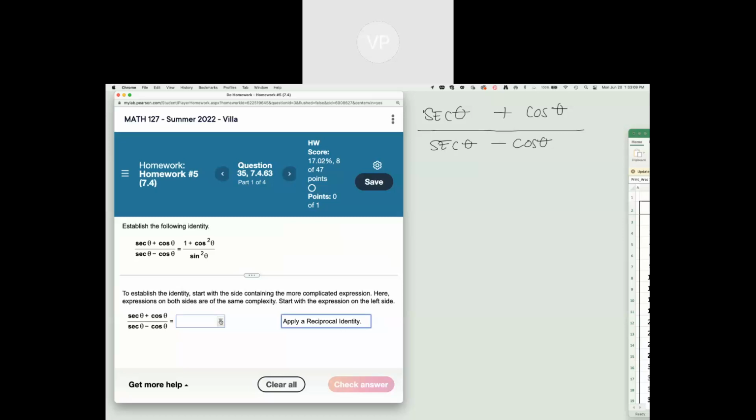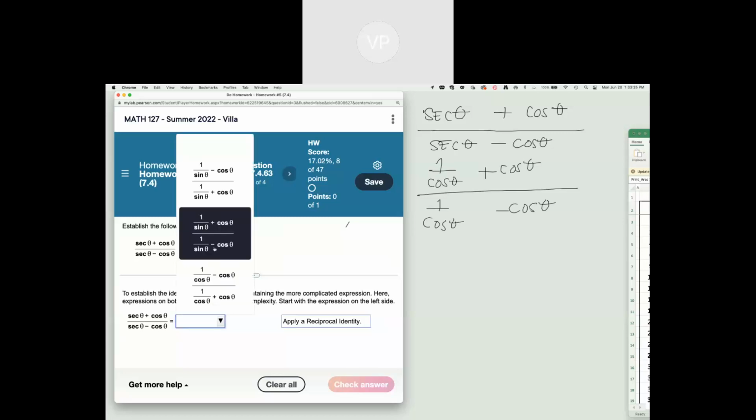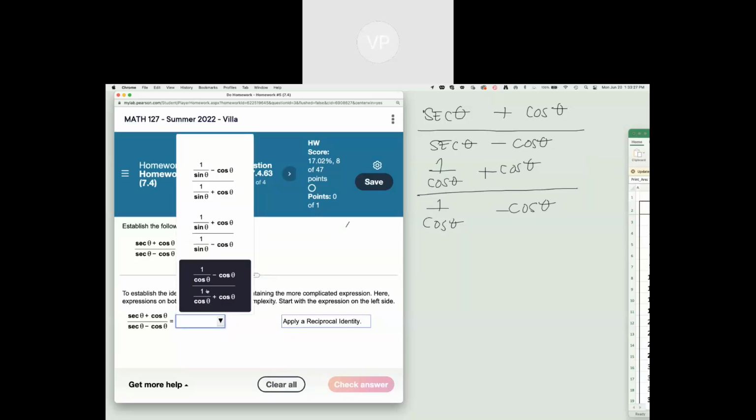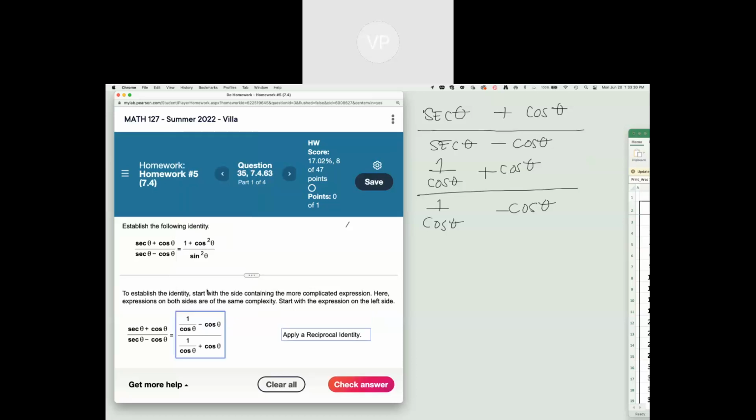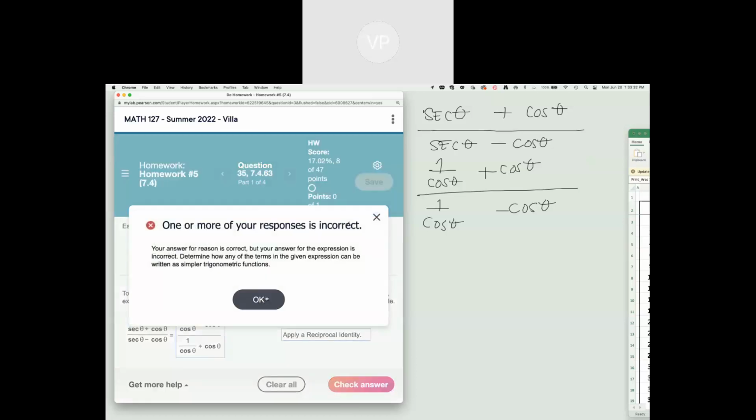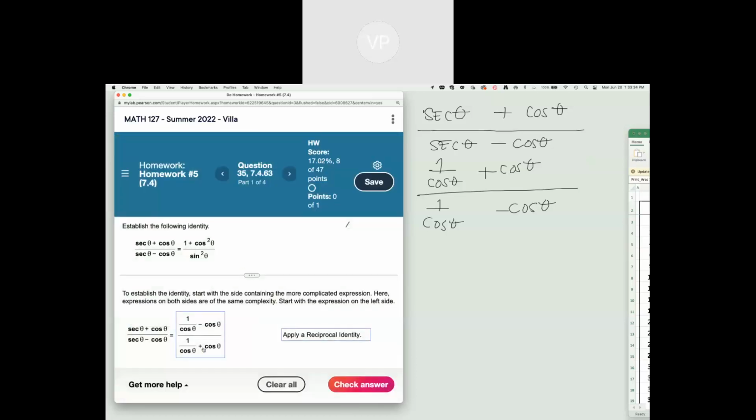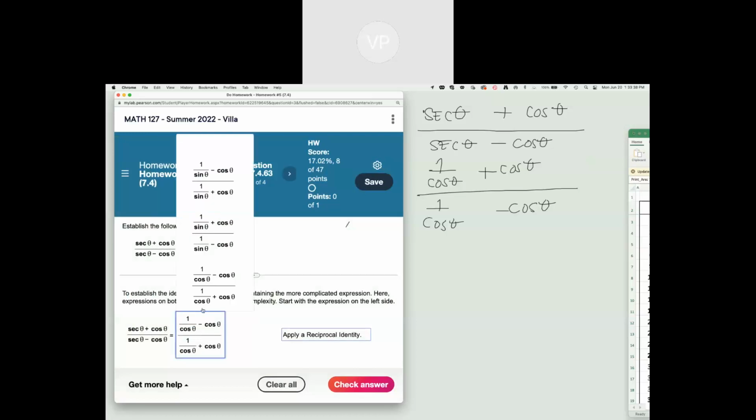And the only reciprocal I can think of, or at least what usually goes hand in hand with these problems, let's make these sines and cosines. So I'm going to replace both of those secants with 1 over cosine. Let's see if one of those matches what I had. That looks like it right there. There's my first part. Oh, what did I do wrong? That isn't right. Should be a minus on the bottom.